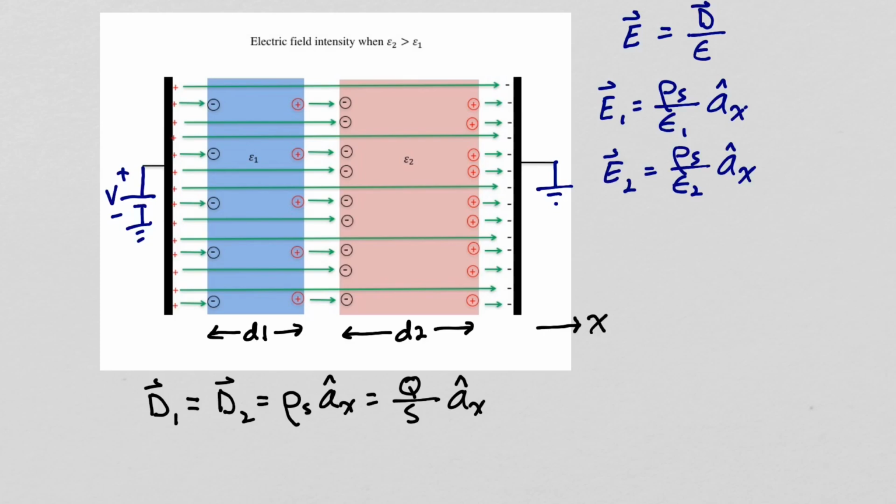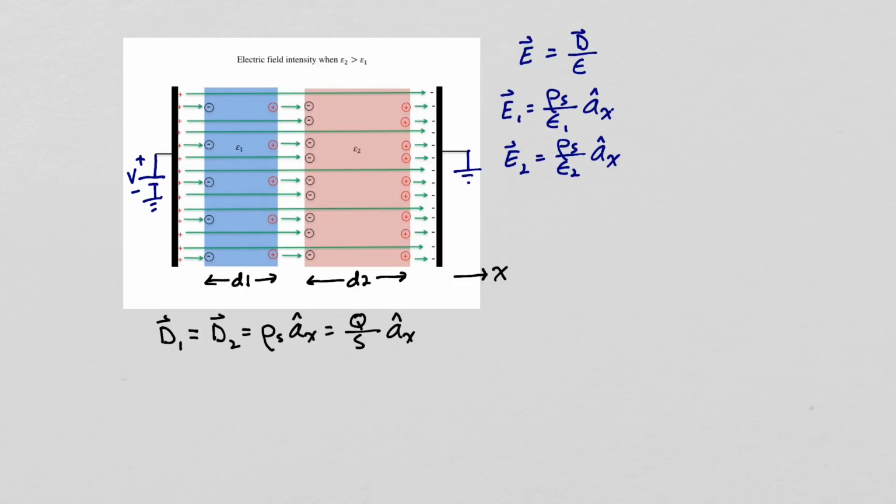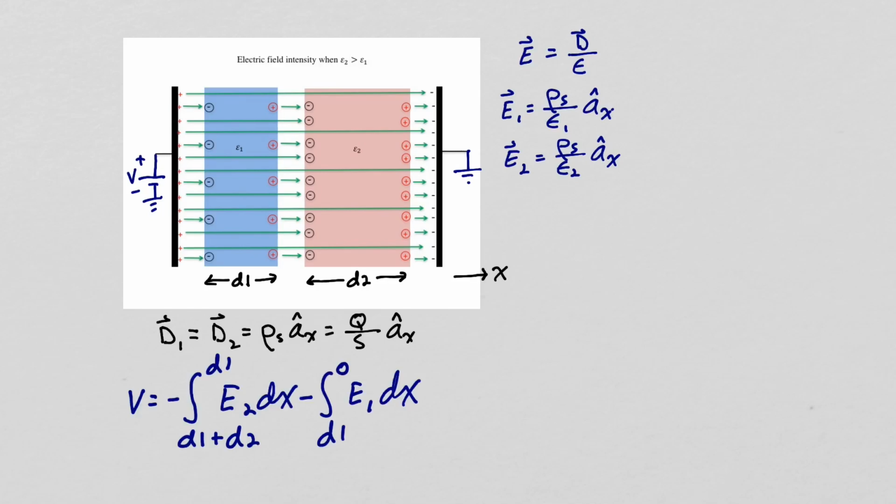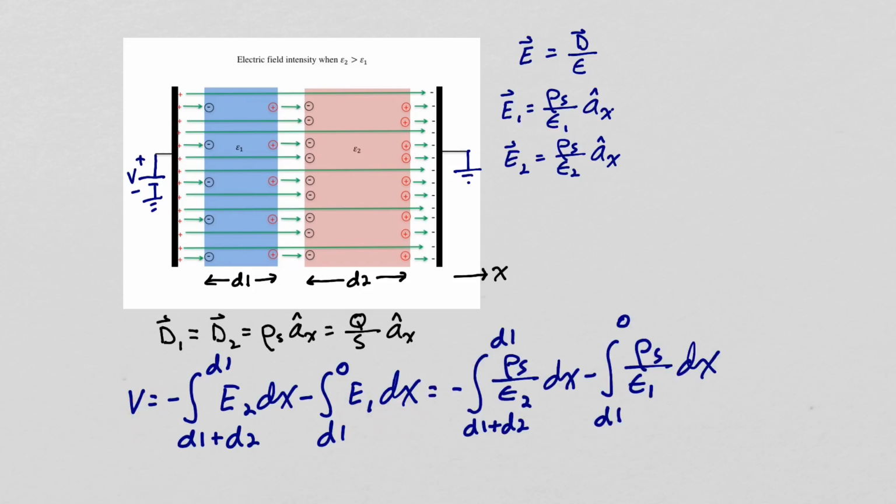Now that we have the electric field intensities in the two materials, we can find the potential drop based on these two electric field intensities. So minus the integral of E2 from D1 plus D2 to D1, minus the integral from D1 to 0 of E1 dx, will give us the voltage drop across our capacitor. We'll substitute rho sub s over epsilon sub 1 for E sub 1 and rho sub s over epsilon sub 2 for E sub 2.